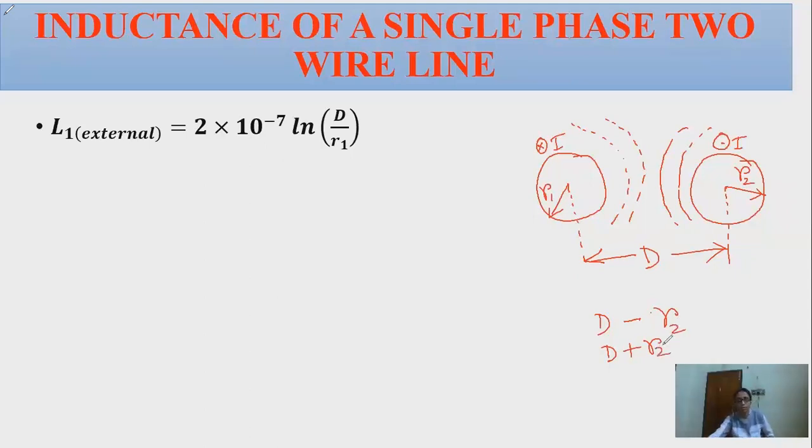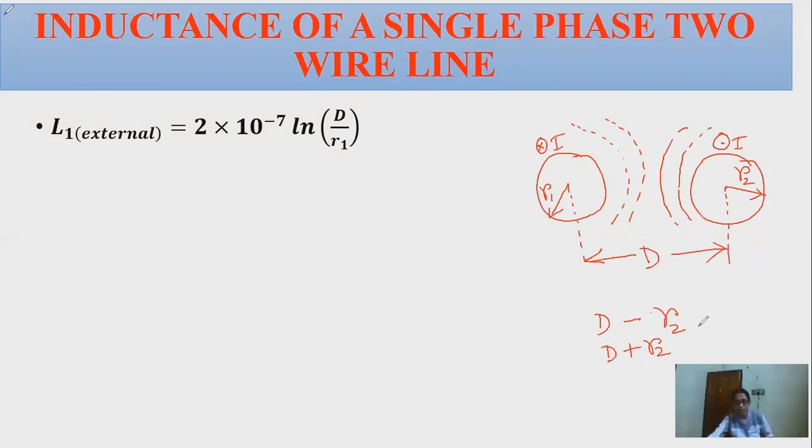D minus R2, and this one is D plus R2. You see here, the fluxes produced by the current flowing through this conductor at a distance less than D minus R2 link with the current plus I. And the fluxes produced by the current flowing through this conductor at a distance greater than or equal to D plus R2 will link with net zero current, because both of the conductors are carrying equal but opposite current.